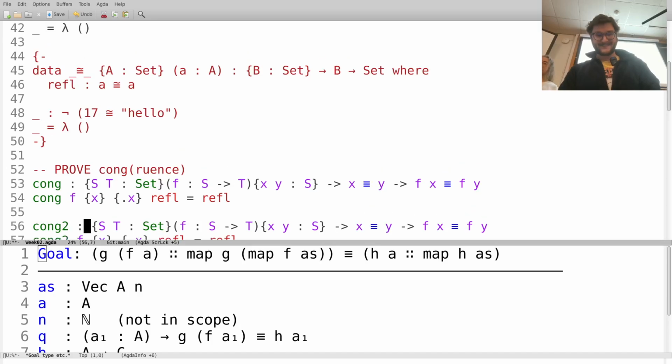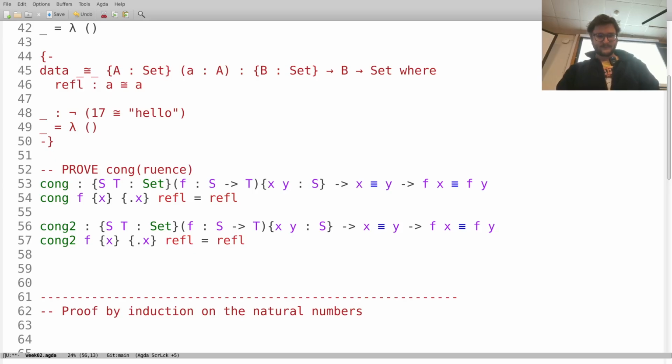So yes, one thing you can do is define this thing called Cong2, which is the same as Cong but for two input functions.